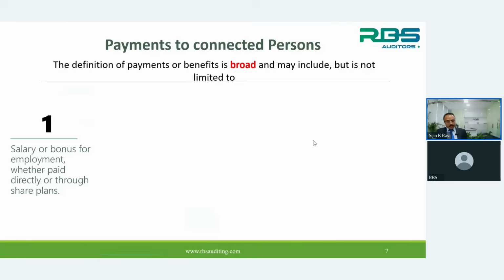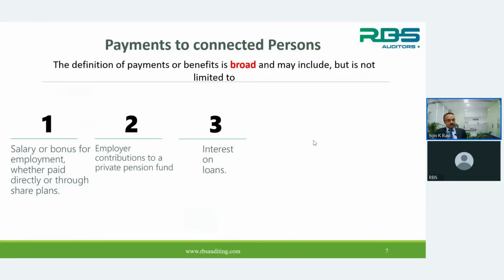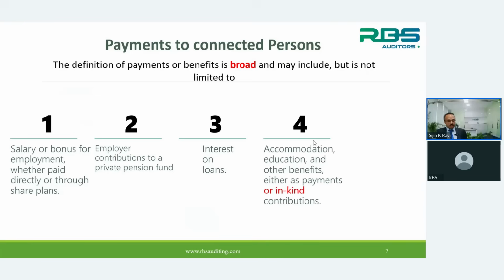Then the second category, employer contribution to a private pension fund. Third category, interest on loans. Fourth category, it is relating to accommodation, education, and other benefits, either as a payment or an in-kind contribution. Then the fifth category, other payments and allowances directly related to the employee.